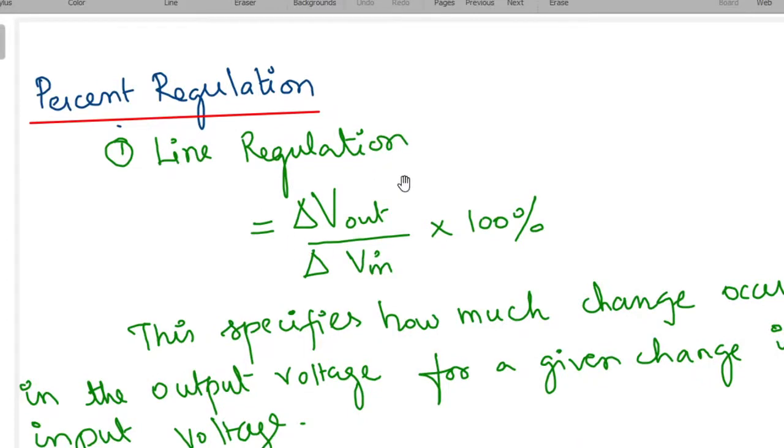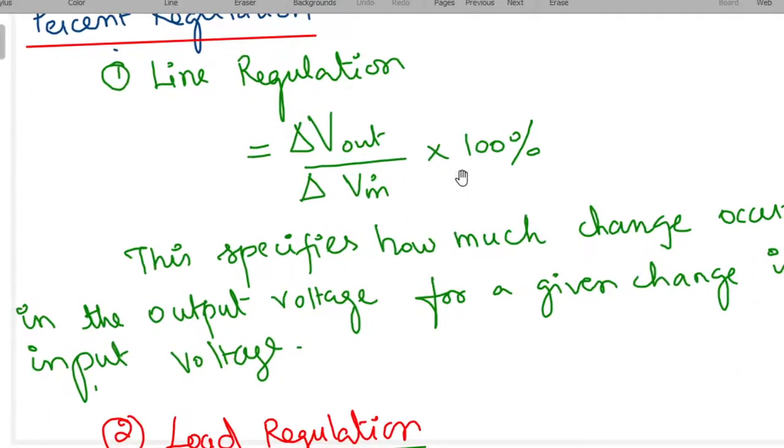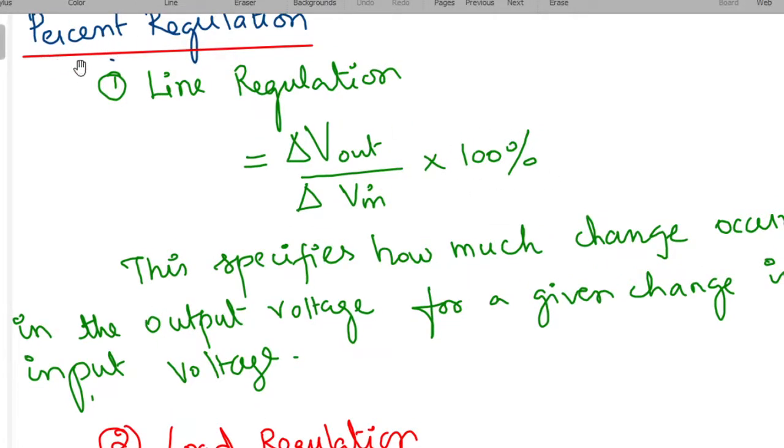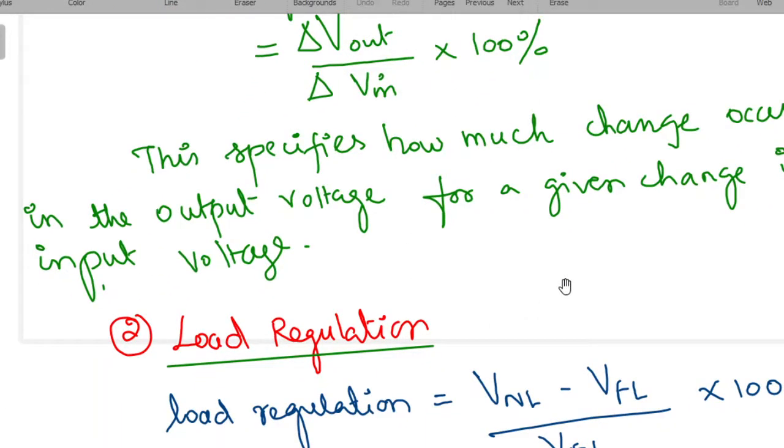So line regulation will be defined like this. Delta means change. It is the ratio of the change in output voltage to the change in input voltage, multiplied by 100. Then only we get the word percentage. So line regulation specifies how much change occurs in the output voltage for a given change in the input voltage. If you change the input voltage, we can definitely expect the output voltage to change. So how much the output voltage will change for a given change in the input voltage, that is the concept of this one.